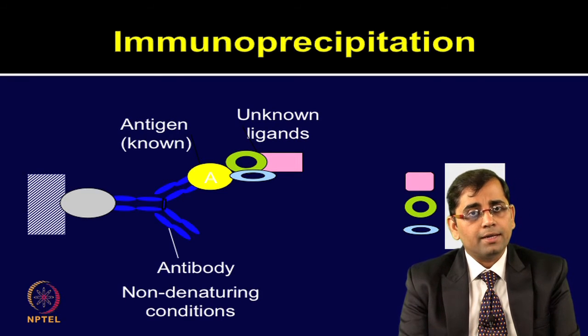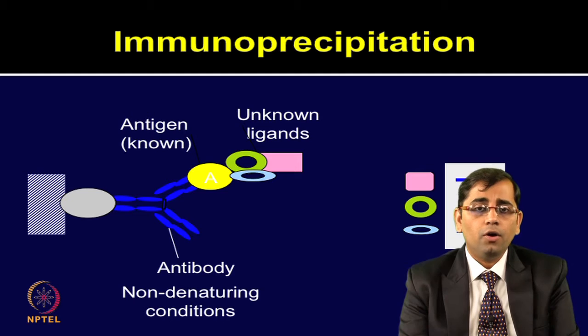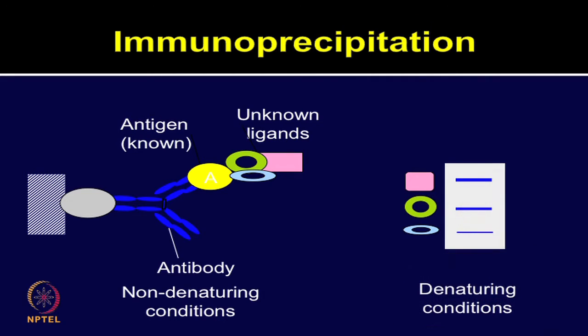The protein-protein complex is immobilized on protein A or protein G sepharose beads. Protein complex is eluted and further analyzed on SDS-PAGE gels. As you can see on this slide, the antibody is used which binds with the antigen and unknown ligands. This complex can be separated on SDS-PAGE gel. This is done under denaturing conditions as against the first step which was performed in non-denaturing conditions.